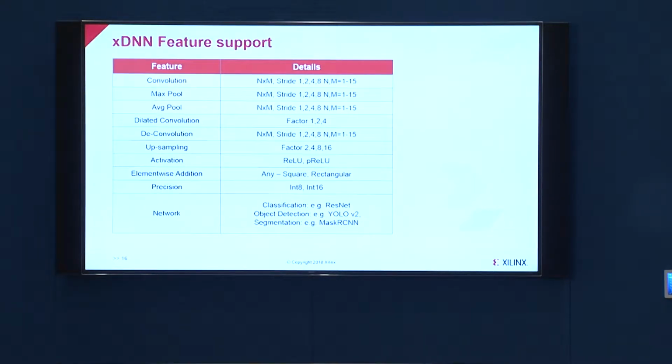And these are the DNN, CNN features which are there. It pretty much gives you everything which is required to do a convolutional neural network. You get convolutions, depth-wise convolutions, or deconvolutions, as well as element-wise addition. The precision supported over here is int8 and int16. And you have a variety of sprites which are available over here.